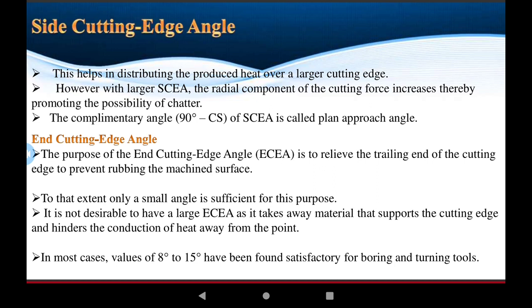It is not desirable to have a large end cutting edge angle, as it takes away the material that supports the cutting edge and hinders conduction of heat away from the point. In most cases, a value of 10 degrees to 15 degrees has been found satisfactory for boring and turning tools.